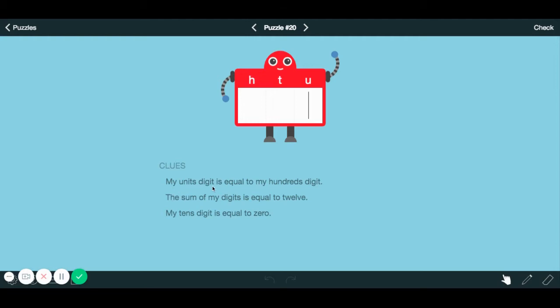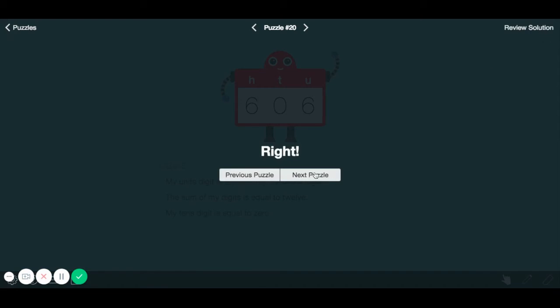Help us. My units digit is equal to my hundreds digit. So this one is going to be equal to this one. The sum of my digits is equal to 12. So what that means is you have to know what sum is. That means that when I add all 3 of these together, it's going to equal 12. And my tens digit is equal to 0. So let's plug in what we know. We know that the units digit is equal to the hundreds digit. So this one is equal to this one. But we also know the sum of my digits is equal to 12. So right now the sum of my digits is equal to 10. So it's incorrect. But now it should work, and I can check it, and I got it right.